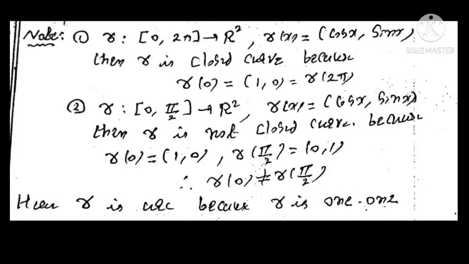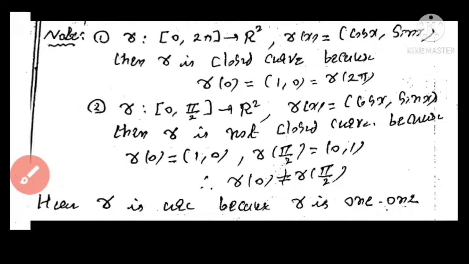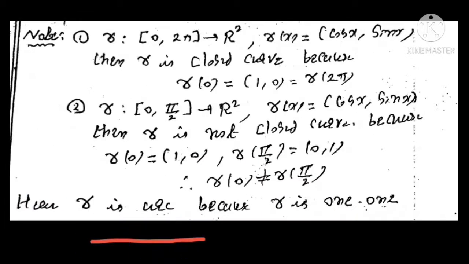And the second example is the closed interval 0 to pi by 2 to R2. Now cos x, sin x, then this is not a closed curve because at the zero point the value is cos 0 is 1, sin 0 is 0, and at pi by 2 the value is cos pi by 2 is 0 and sin pi by 2 is 1. Therefore, this is not equal to this. Then it is an arc, because it is one to one but it is not a closed curve.